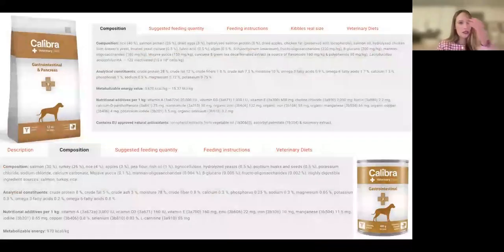And there is also an option with a gastrointestinal diet. There is also a novel protein one, but with a bit higher level of fat. So it's not high by any means, but we would consider it a medium level.